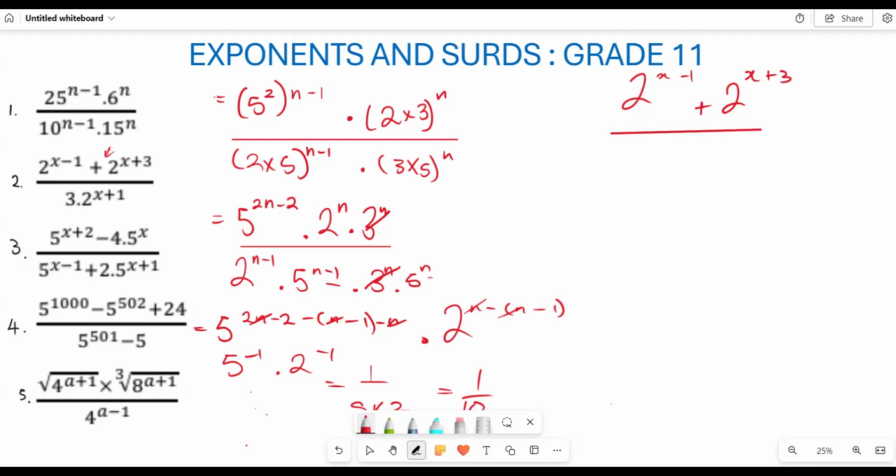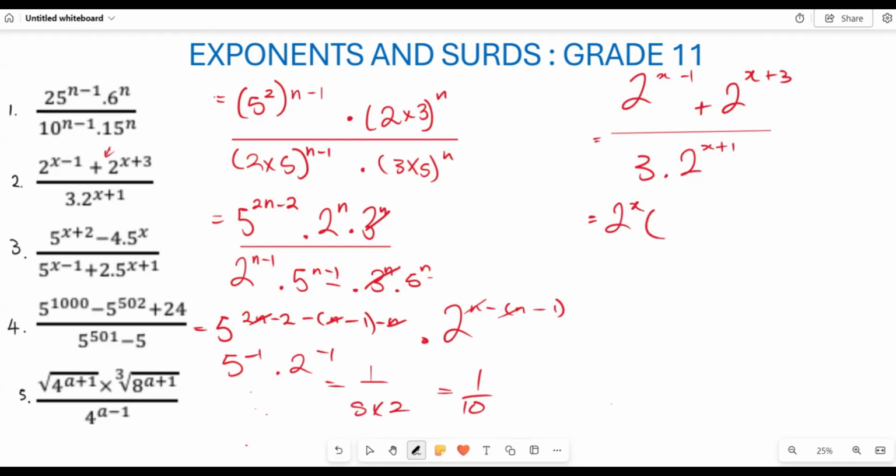This is going to be divided by 3 multiplied by 2 to the power of x plus 1, right? Why am I saying 2x? This is 3 multiplied by 2 to the power of x plus 1. And now from here, what else are you going to have? Let's see. Now you're going to take out a common factor from here, right? So which means here you're going to take out a common factor of 2 to the power of x.